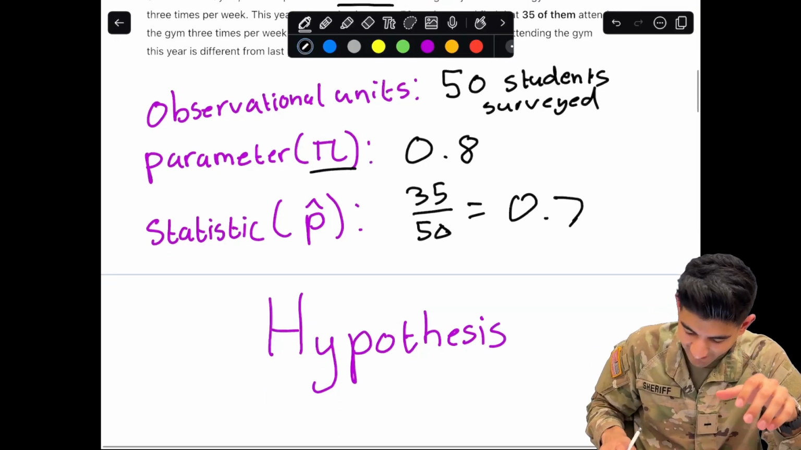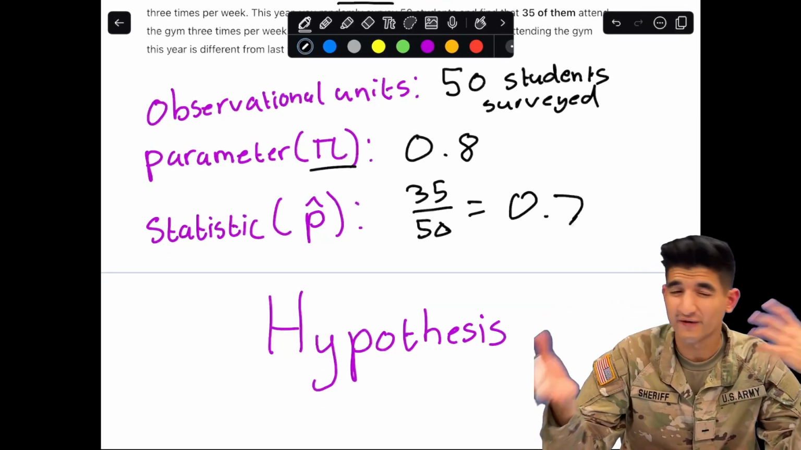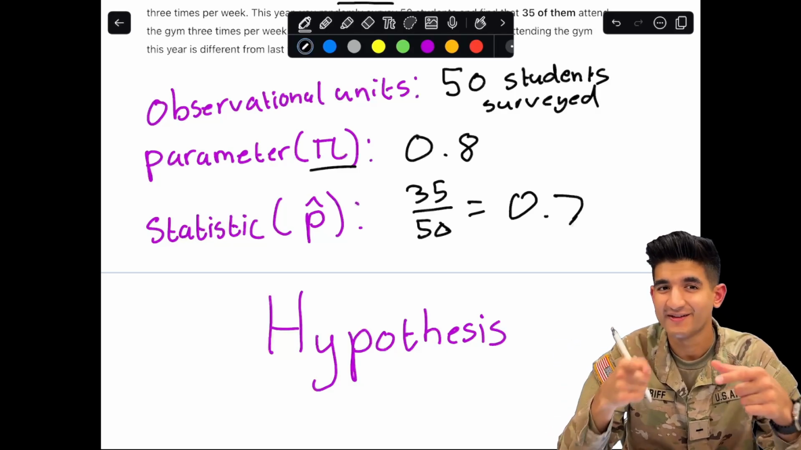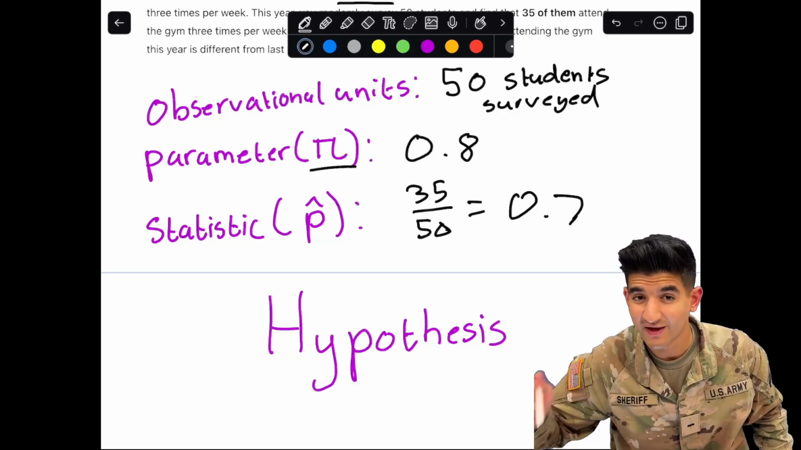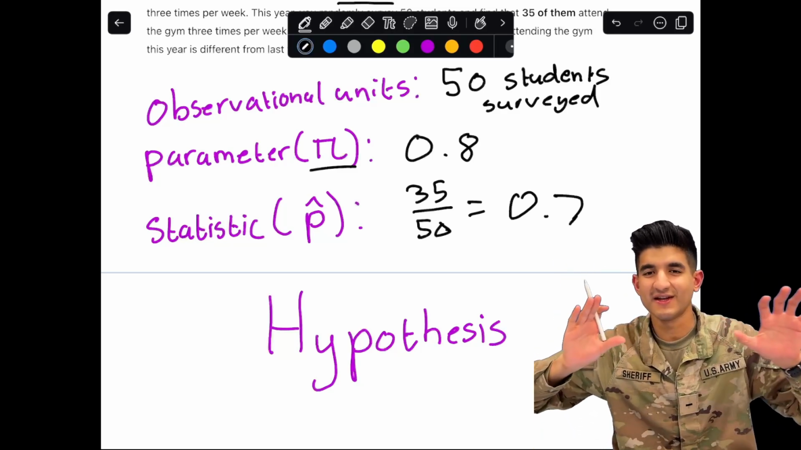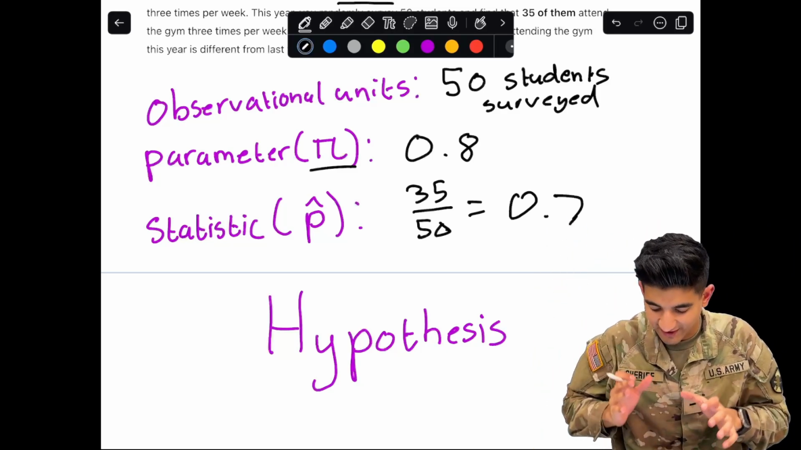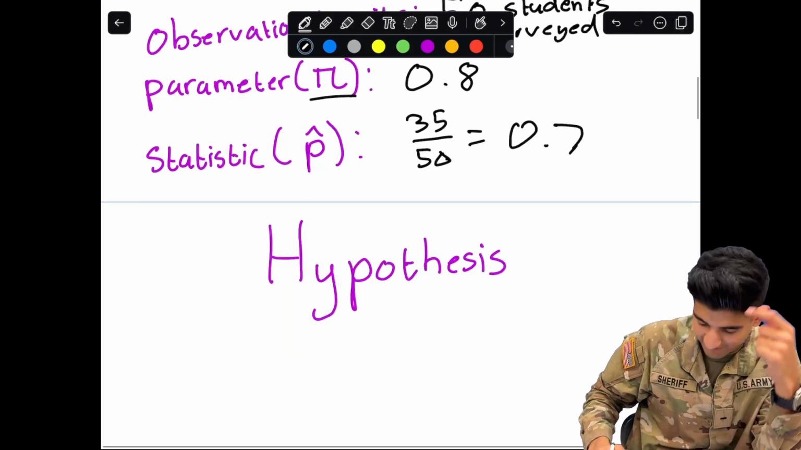So 0.7. Already, if you look at it, you're like, 0.7, 0.8. Are they far from each other? Could that have happened? That's what we're trying to do. We're trying to find the statistical significance. So we're trying to see statistically, not off our heads, we're trying to get the concrete answer to see if it's actually statistically significant.